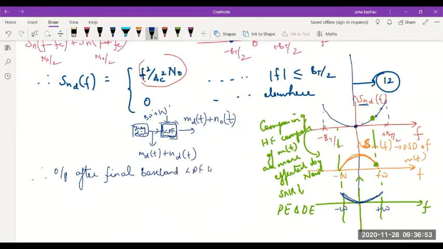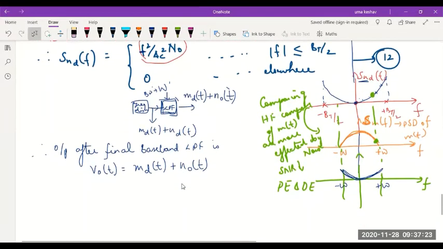low pass filter is, let's say, V0 of t, which is MD of t plus N0 of t. It will be in the form of detected message plus low pass filtered noise. So when I filter this message, I'll get the message completely. When I filter the noise, the bandwidth reduces from Bt to W. Okay. So let us define what is this Sn naught of f.